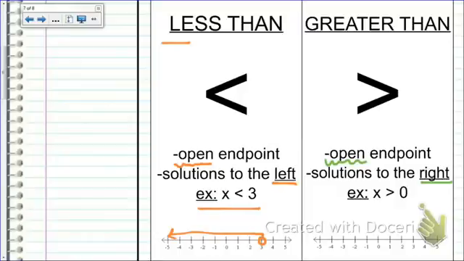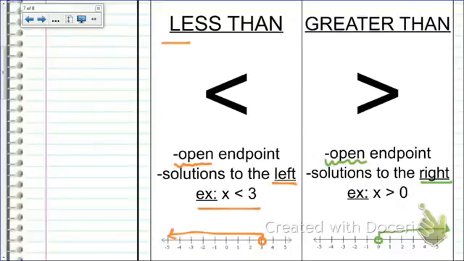In the example, x greater than 0, I would put an open endpoint at 0, indicating that I can't touch it. So it's like building a fence around 0. And then I draw an arrow to the right, which indicates every number to the right of 0 on the number line. So where the numbers are getting bigger, those numbers are bigger than 0. Okay, this should all be review for us, right?